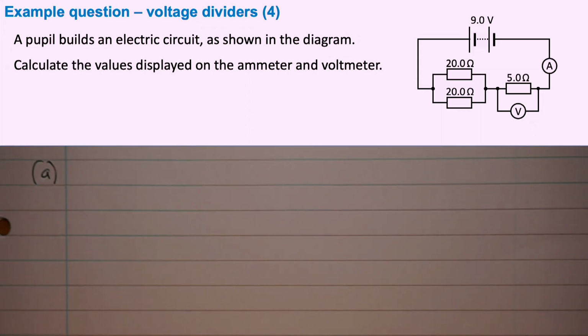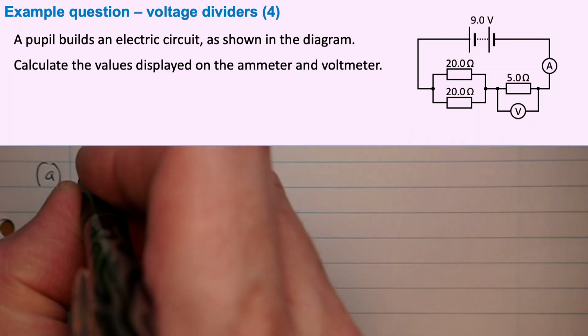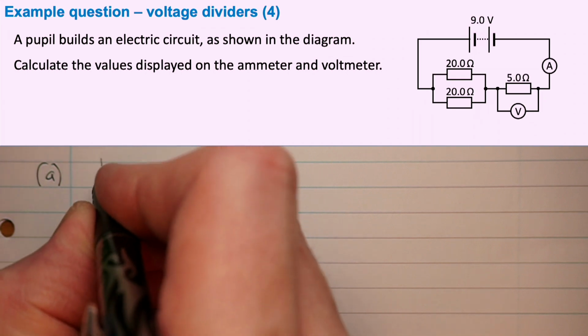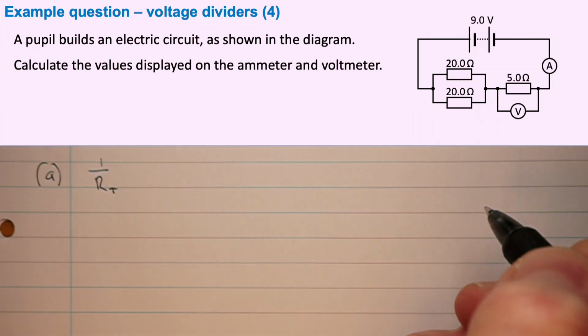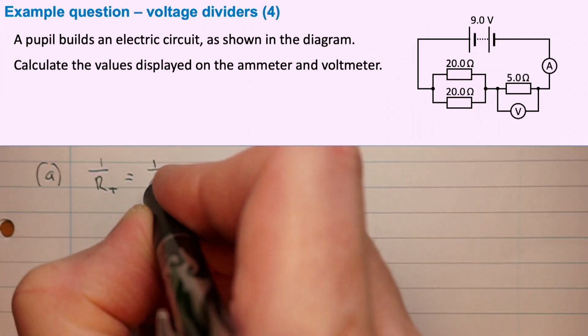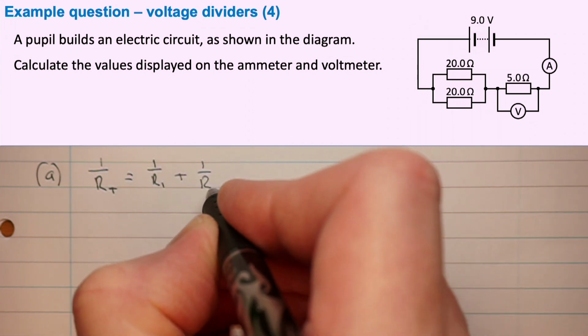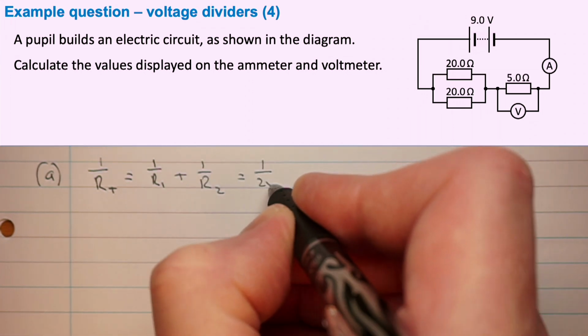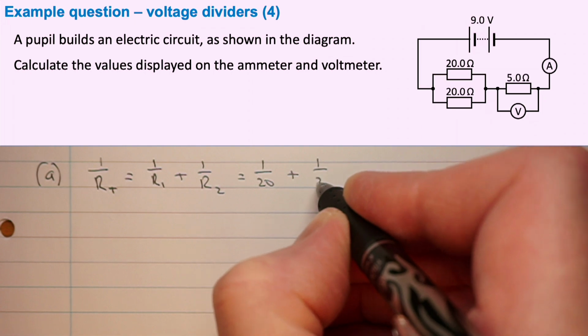So we've got two 20s in parallel. Now, I know already that two 20s in parallel have an effective resistance of 10 ohms. But if you don't know that, obviously you need to work it out. And obviously if this is a show question as well, I should also be using the correct equation. So two 20 ohm resistors in parallel: 1 over RT is equal to 1 over R1 plus 1 over R2, which is 1 over 20 plus 1 over 20.